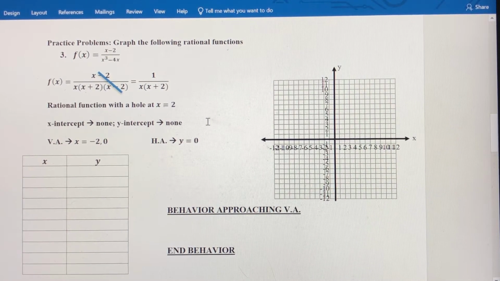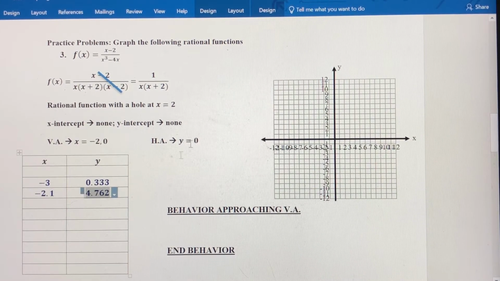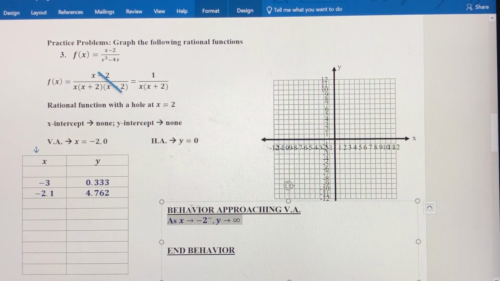So now we're going to go through our process. We need to determine behavior on the left and right side of negative 2, on the left and right side of 0, and then how we approach the horizontal asymptote for the end behavior. First off, let's come at negative 2 from the left. I'm going to go to negative 3, plug that into our simplified function, and we get 1/3. I want to get closer to negative 2 coming from the left, so I'm going to use negative 2.1, and when I plug that in, I get 4.762. You can see that growing, it's still positive, so as x approaches negative 2 from the left, y will be approaching positive infinity.